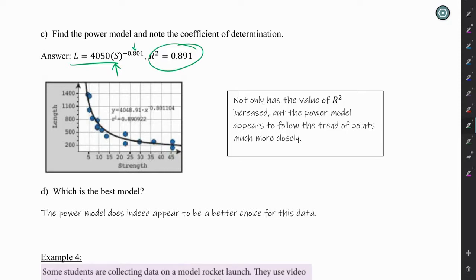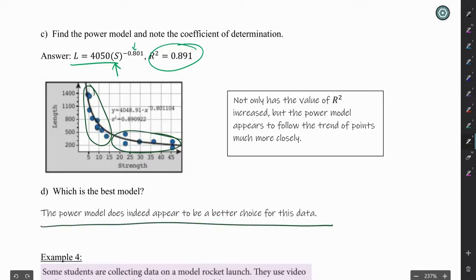Not only has the R squared value increased, but the power model appears to follow the trends of the points much more closely. You can see that these points over here, where the exponential model did not fit them well, now it works really nicely. And it still works nicely for the points on the right-hand side. So, which is the better model? The power model does indeed appear to be a better choice for this data.